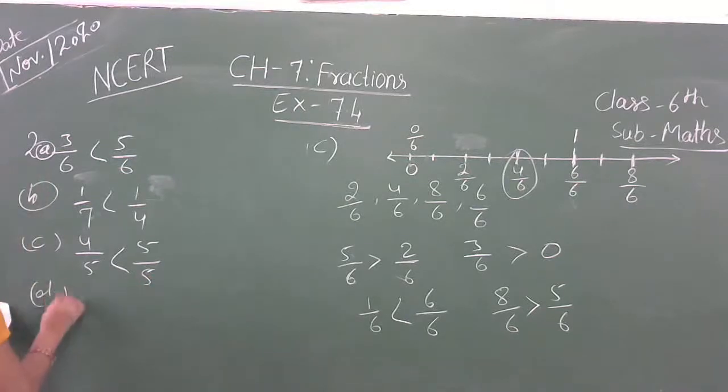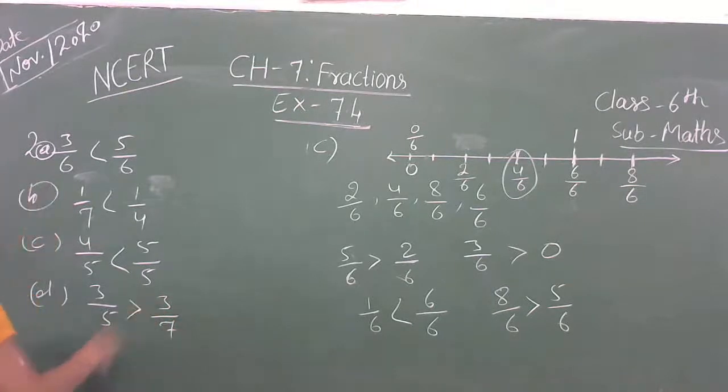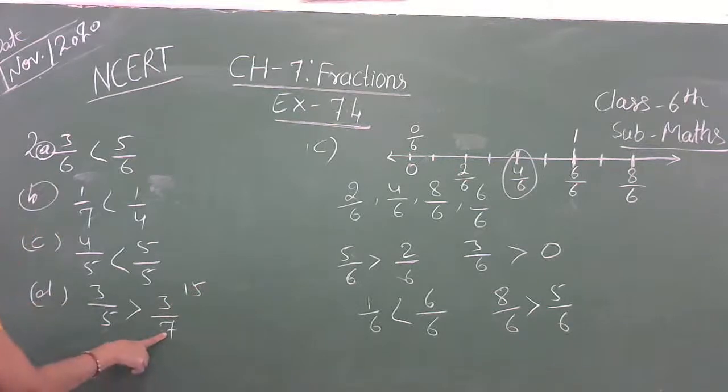Now D, 3 upon 5 and 3 upon 7. So this one is greater. Why? Because the numerators are the same and the denominator is smaller compared to यहाँ 7 है और यहाँ 5 है. If you cross multiply 3 into 5, you will get 15, and here 7 into 3, you will get 21. So this one is greater, means this fraction is greater, isn't it?